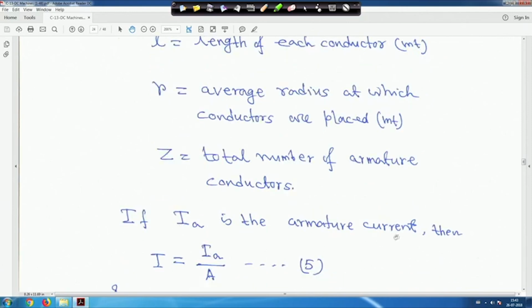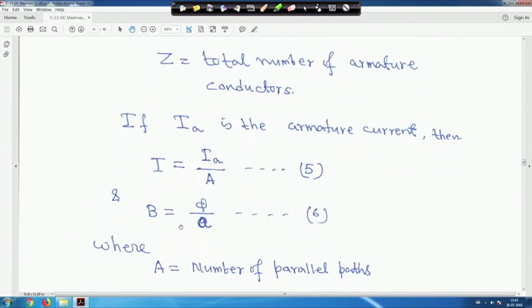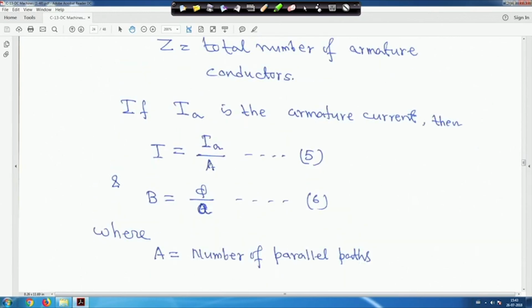Now, if Ia is the armature current and you have a number of parallel paths, then I should be equal to Ia upon A. The second thing is the flux density B should be equal to phi upon small a, and A is the number of parallel paths.